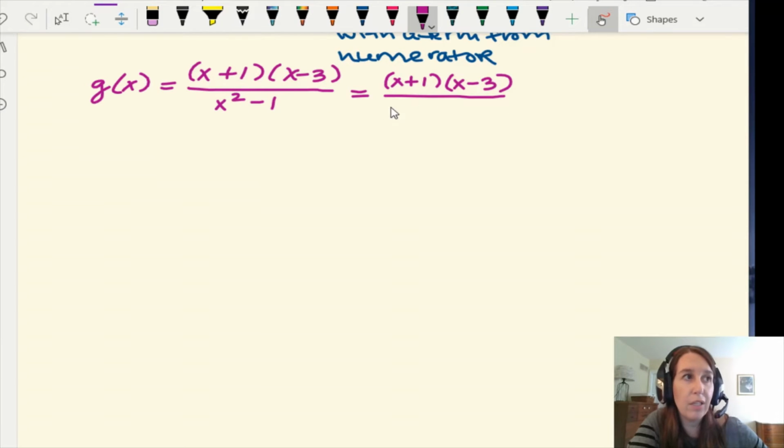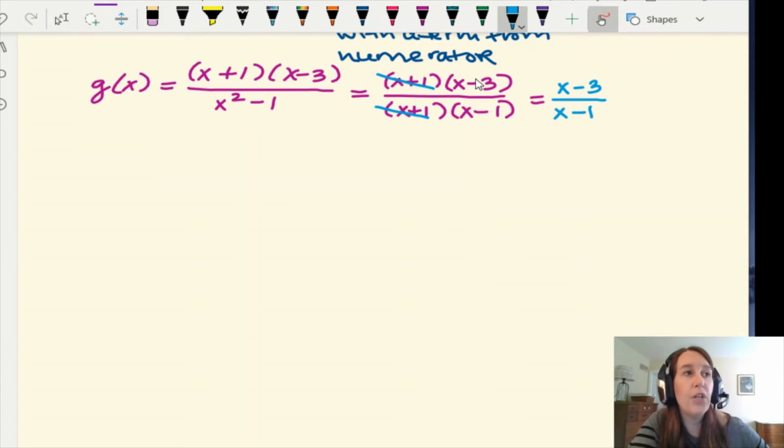So x squared minus 1 would be x plus 1 times x minus 1, right? And then if we can, we're going to divide out or cancel anything that works from the denominator and the numerator, and that is then reduced. So this is called a reduced form of our rational function, just the x minus 3 over the x minus 1. However, remember, we should find the domain from both of these parts, okay?